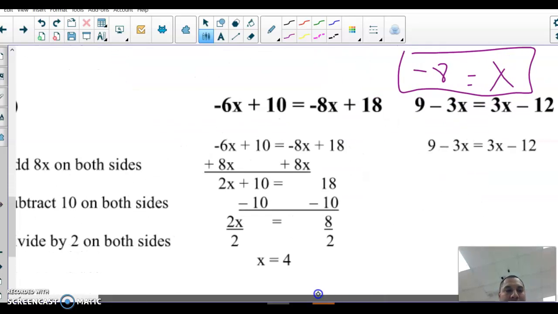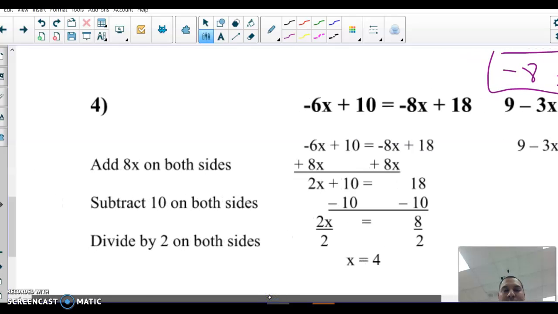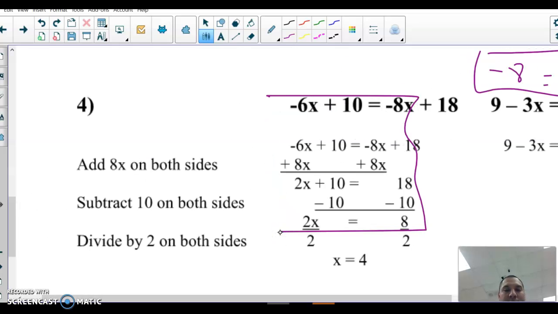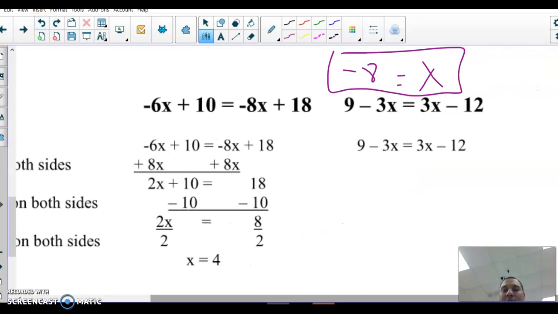All right, another example here. Example 4, completed with the instructions. I will do this one here. All right, more of the same. Nothing to distribute, nothing to combine on either side. So let's get our variables to one side.